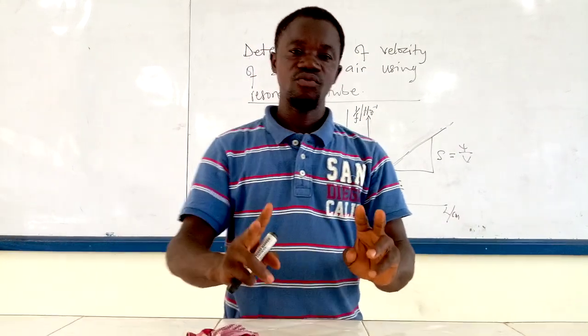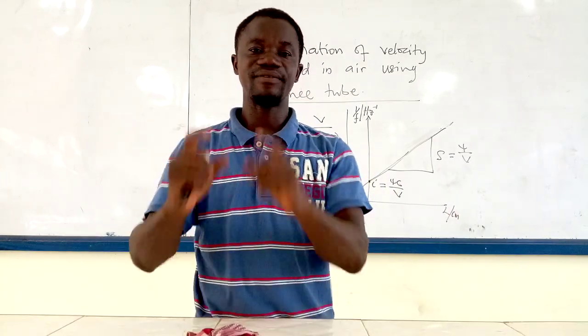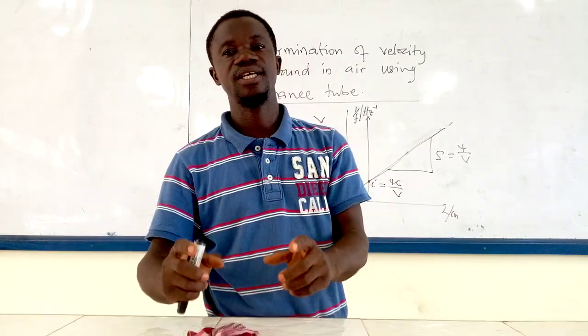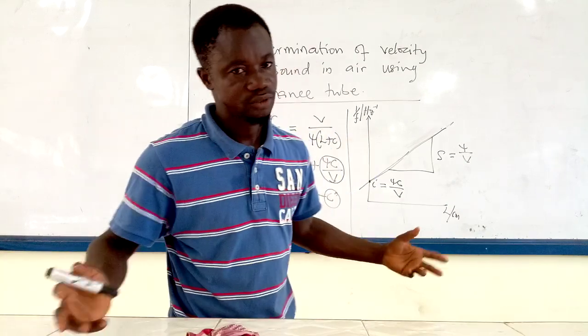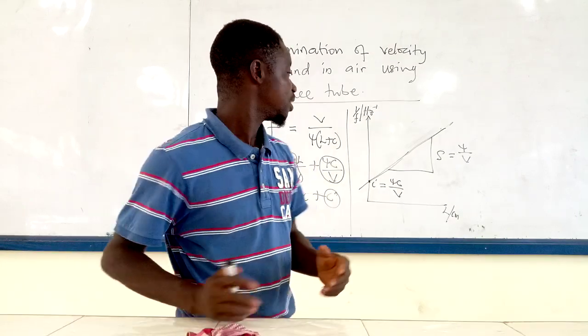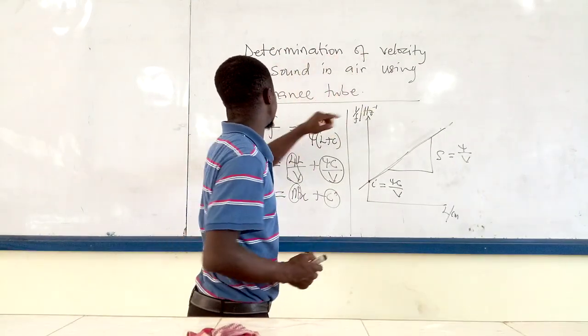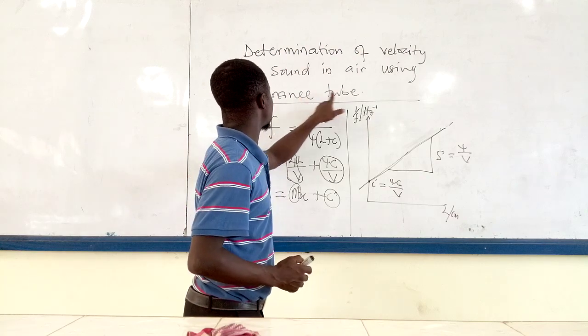So now, we have described an experiment to determine the end correction, and we have described an experiment to determine the velocity of sound in air. Thank you very much. So this is all that has to be done in the determination of velocity of sound in air using resonance tube.